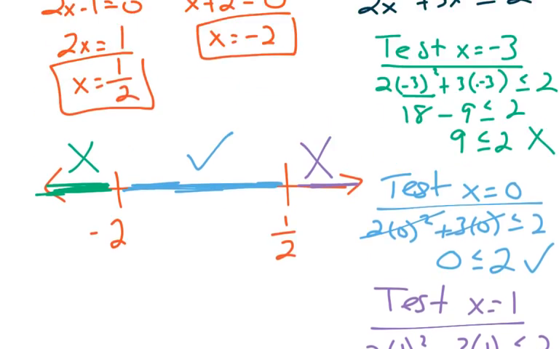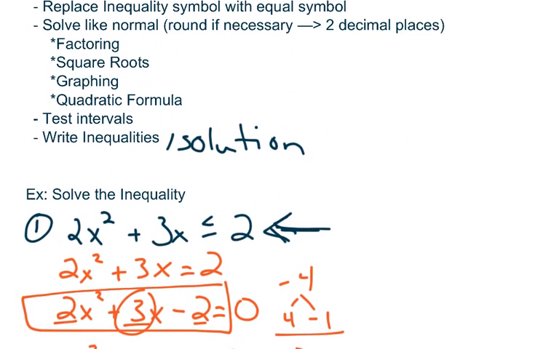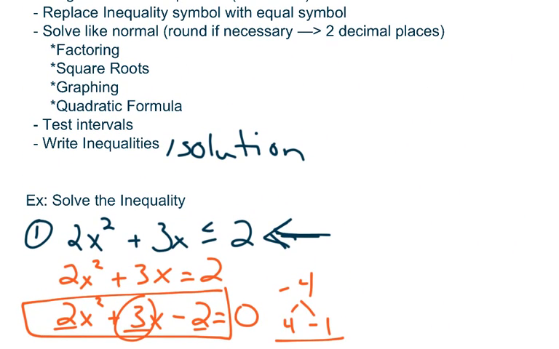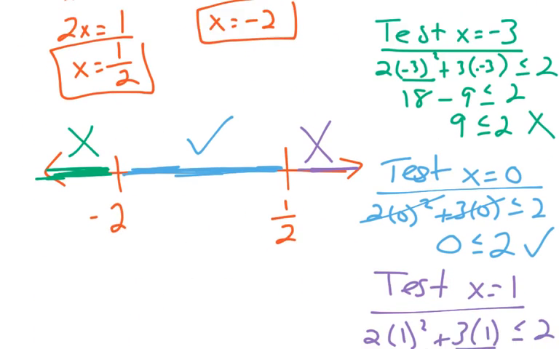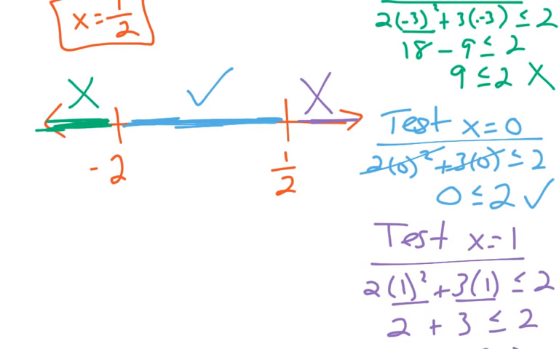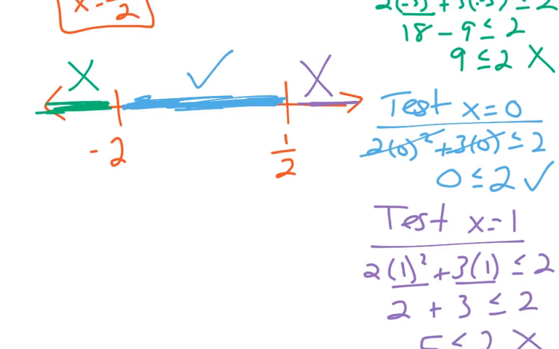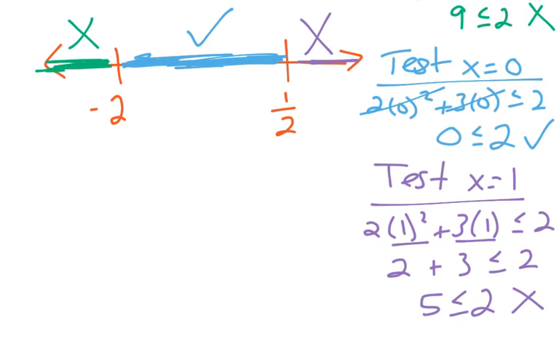So there's step 3, test your intervals. Let me go way back up. So step number 3, test the intervals. Once we've done that, now we can write our inequalities. We want to write the inequality or inequalities that tell us where the true statements lie. Where are the true statements? In this case, it is the blue interval here.